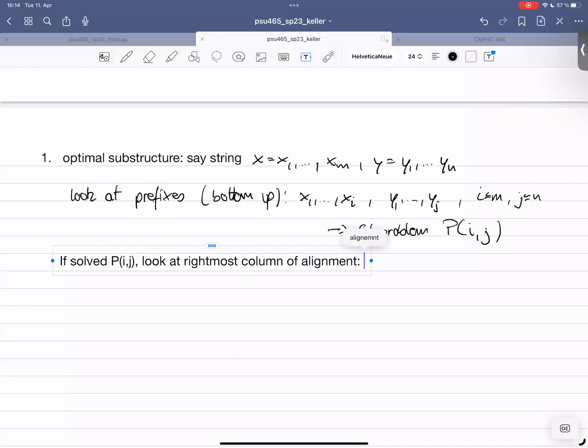How can the last column look like? So if you look at the alignment between the first i characters of x and the first j characters of y, there's really three possibilities that we can have in the last column, namely which ones?